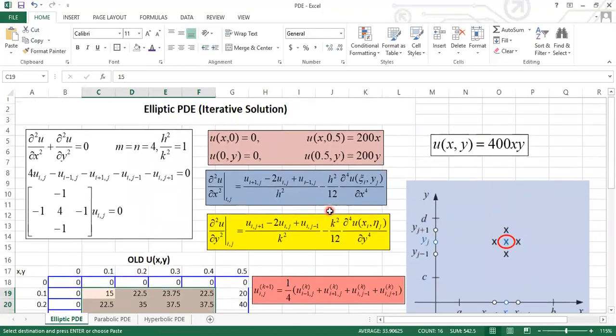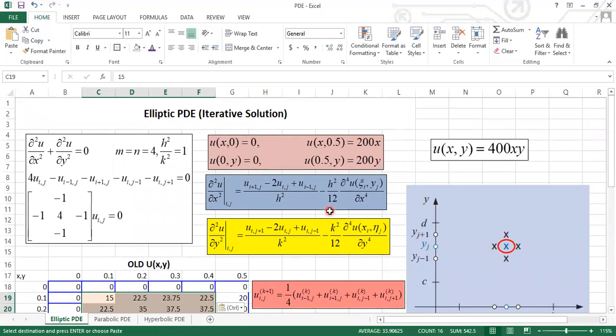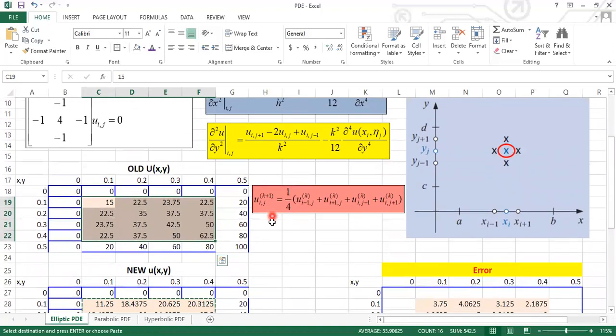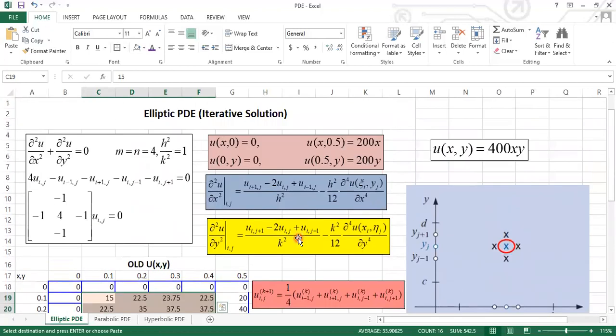So this was the solution of an elliptic partial differential equation. And instead of constructing the whole 16 by 16 matrix, we implemented the Jacobi strategy. On similar lines, the partial differential equations are solved for other types.